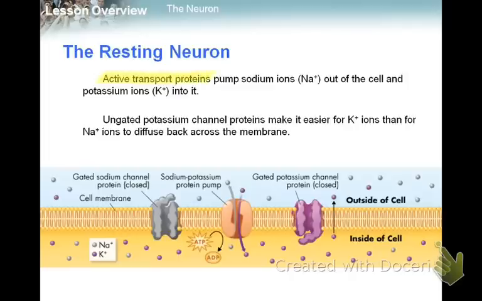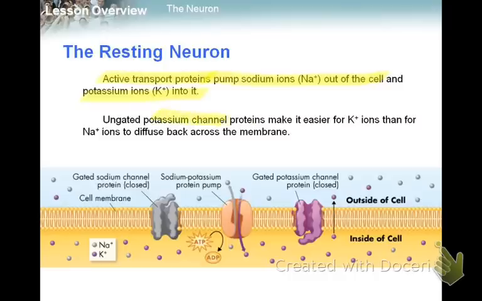Active transport proteins, remember that from back in first semester. Active transport is when we're moving something from low concentration to high concentration, so against the concentration gradient. Active transport proteins pump sodium ions out of the cell and potassium ions into it.